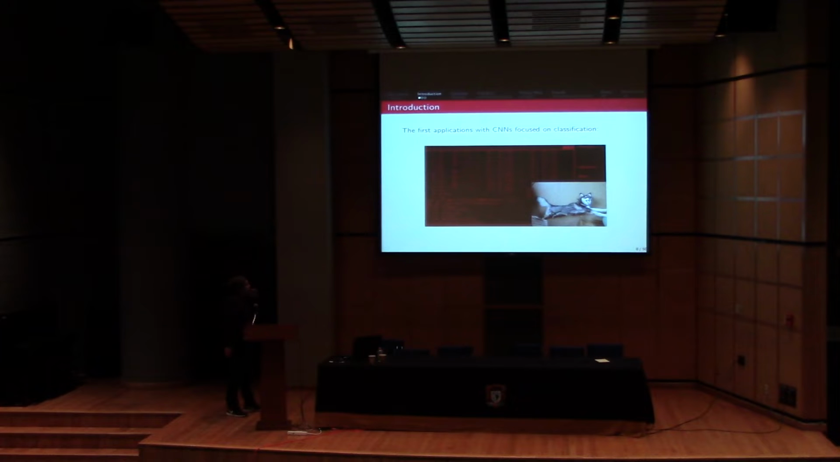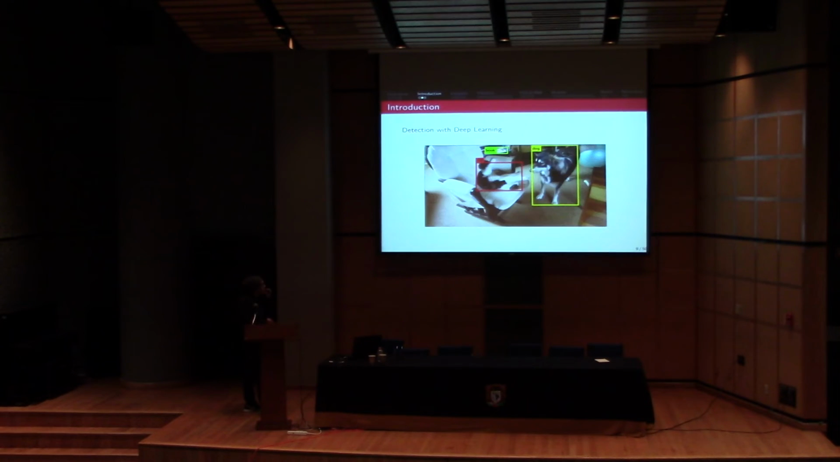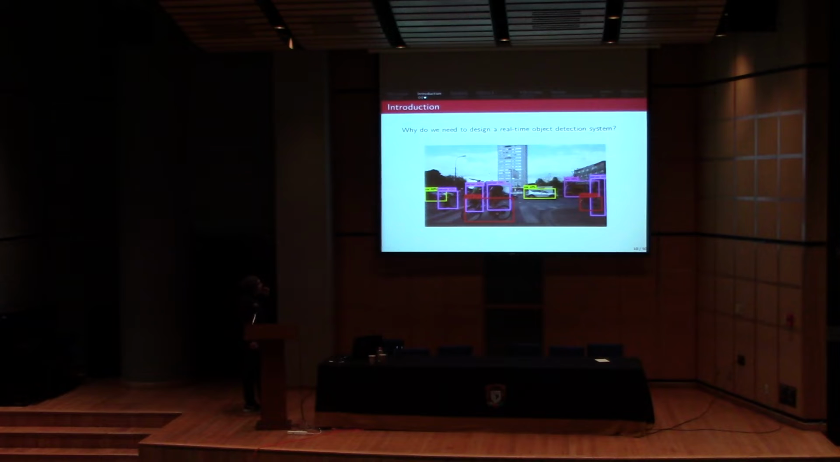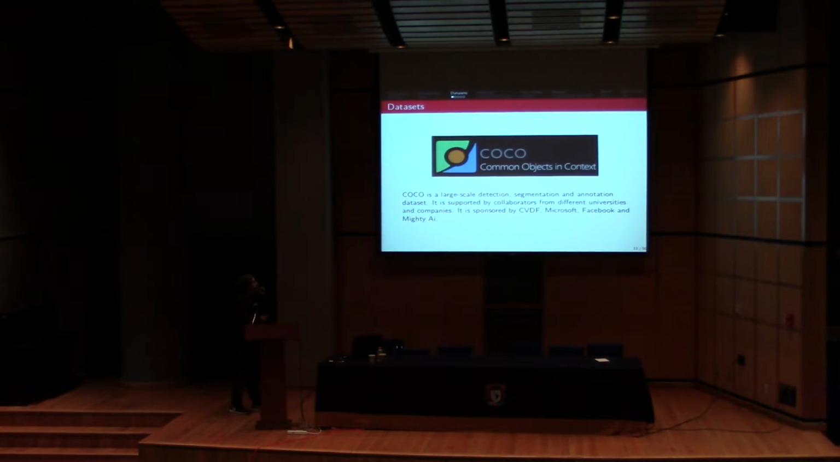So the first kind of applications of CNNs were only used for classification. That is, I give you an image and you give me the label of what is in the picture. And the natural step was detection. So why not locate all the objects of interest and classify them? So why do we need to design a real-time object detection system? Well, they are working right now in autonomous vehicles. They have been used for face recognition, surveillance systems, and obviously for medical purposes, for example, detection of breast cancer in ultrasound images. And I'm going to show you just another application.